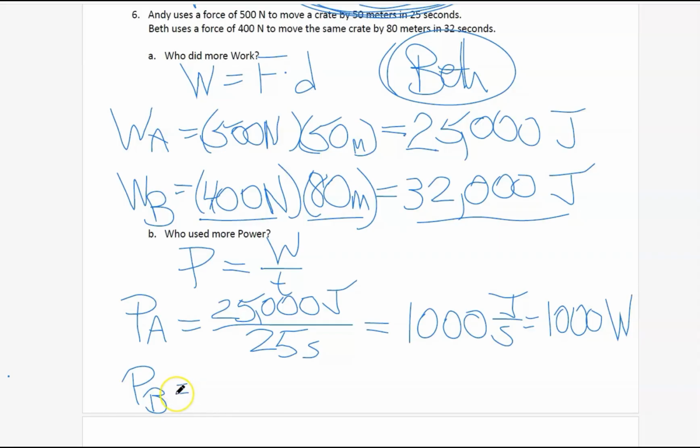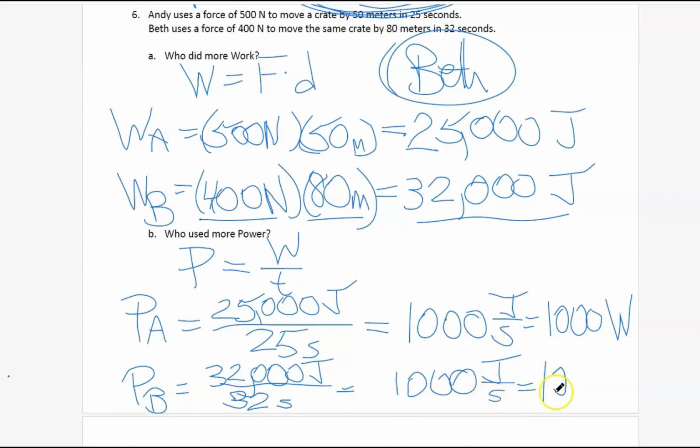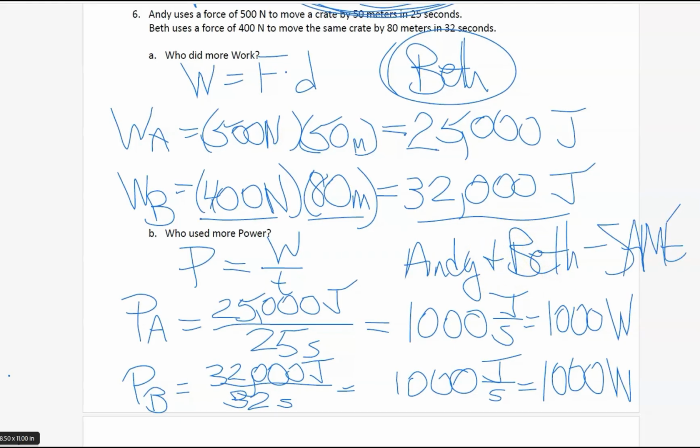Beth's power is 32,000 joules of work. She had more work, but she did it in slightly more time as well, so 32 seconds. And when we divide this out, we get that she also had a power of 1,000 joules per second, or 1,000 watts. So the answer is Andy and Beth's power are the same. That is, they are equally powerful.